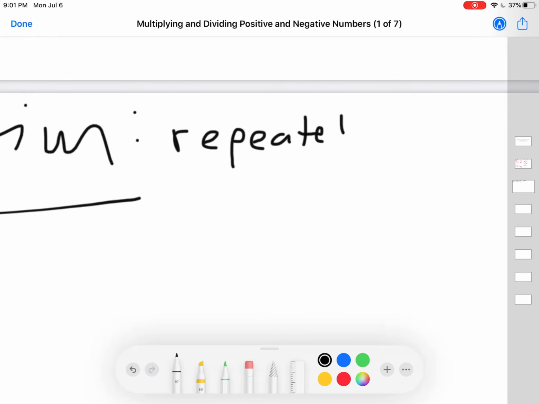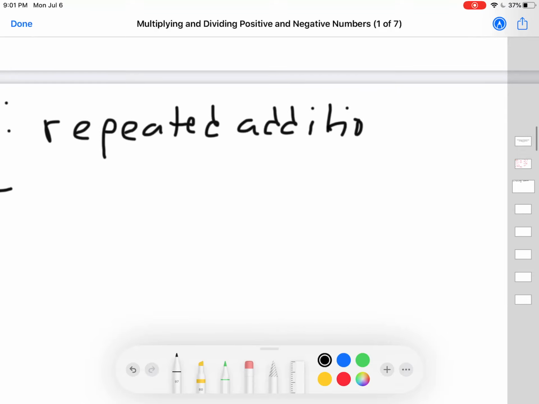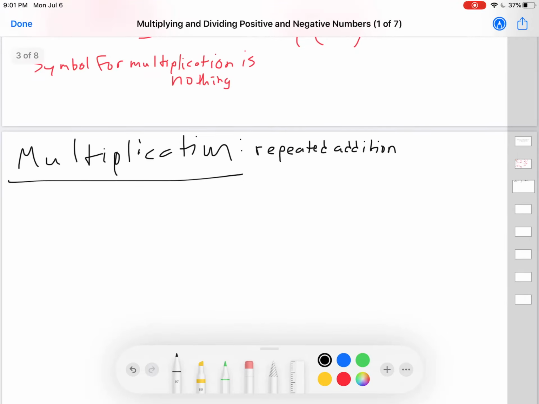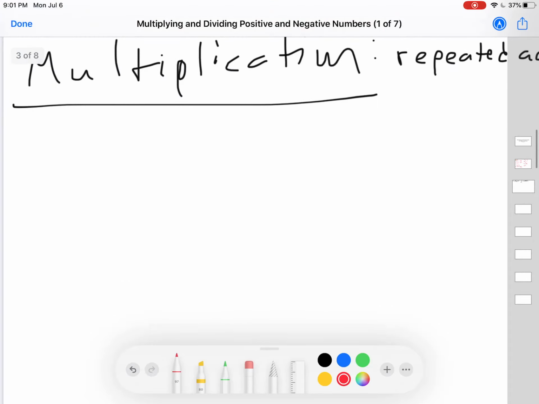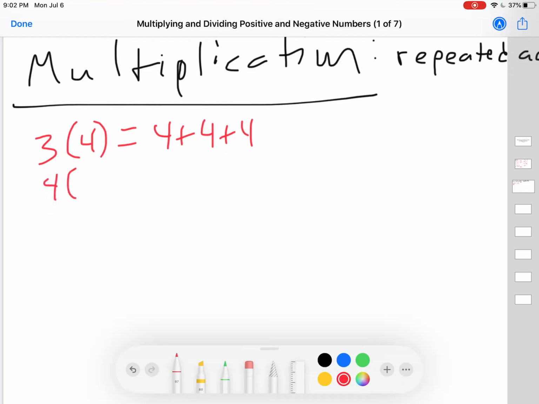It is repeated addition. And this is probably what you learned in 4th or 5th grade when you learned about multiplication. You may have learned about it in 3rd grade also. So, let's see. This means 3 times 4. It means 4 plus 4 plus 4. The value is 12, but it means 4 plus 4 plus 4.